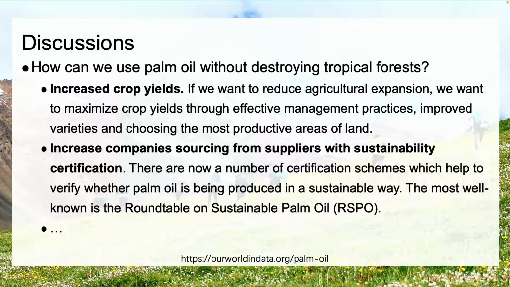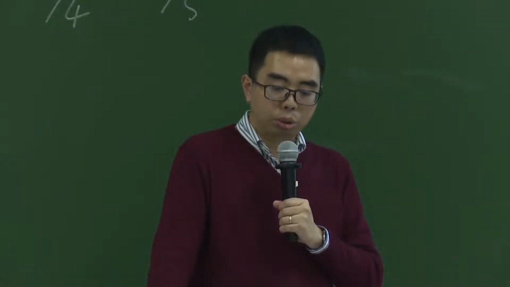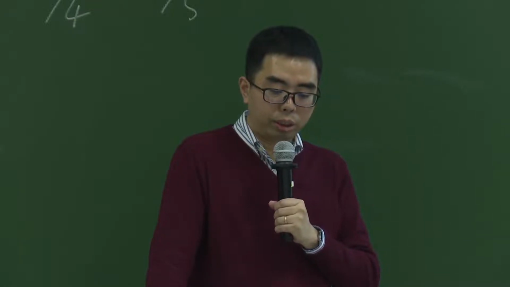And another one is, as I said, that we can have more ISPO, which means we should buy oil only from the companies that are committed to planting oil palms only in low biodiversity and low carbon density areas, which should follow the ISPO. So do you have other suggestions or other solutions to have more palm oil but not destroy the tropical forest?